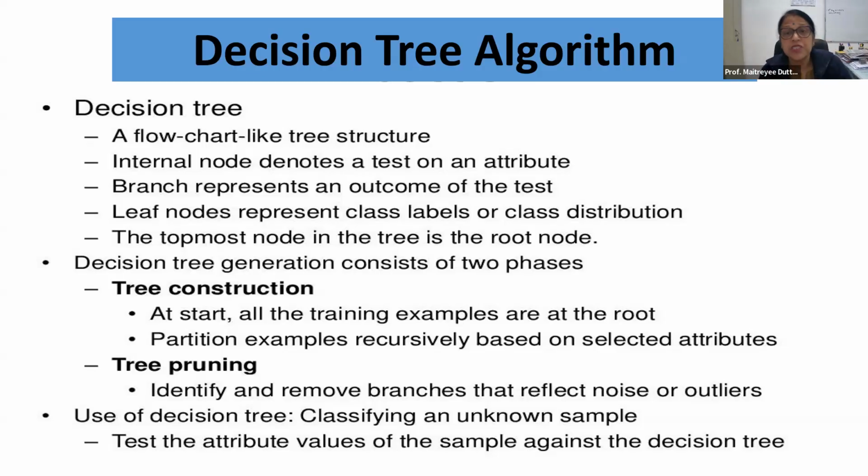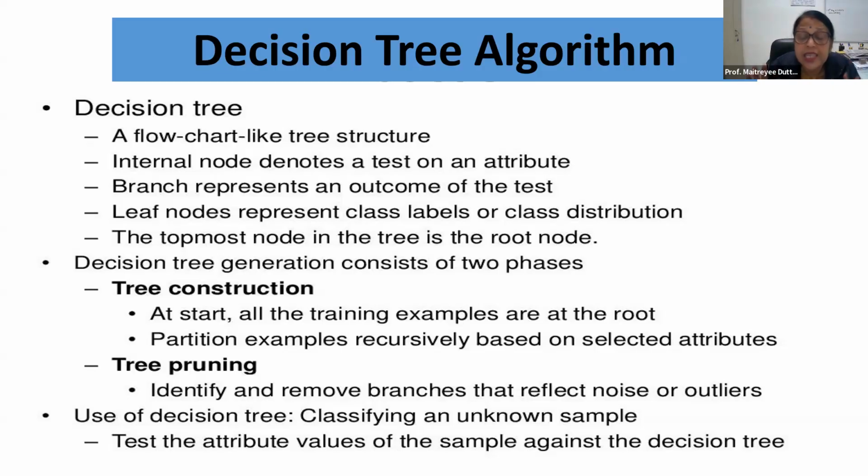Internal node denotes the test on an attribute, because depending on the attribute only it will make the branches, right? Branch represents the outcome, as I have told, and leaf nodes are basically the class distribution. That means finally when you get to the class, when you are taking the decision, that is actually the leaf nodes, right?